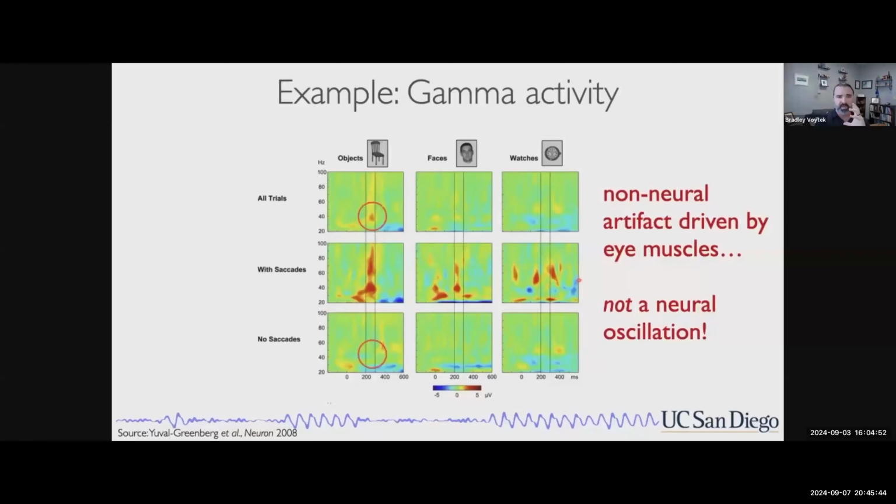And in the paper, what they very clearly demonstrated, and which has now been shown over and over again, is that if you look at this activity, in the trials here on the bottom row, for objects like chairs, faces, or watches, if you only looked at the trials where people didn't make very tiny eye movements, not quite microsaccades, but mini-saccades, you don't see this event-related gamma.